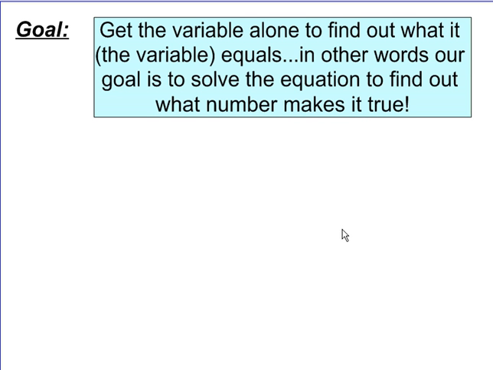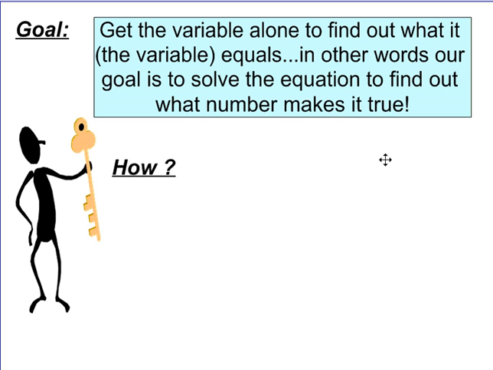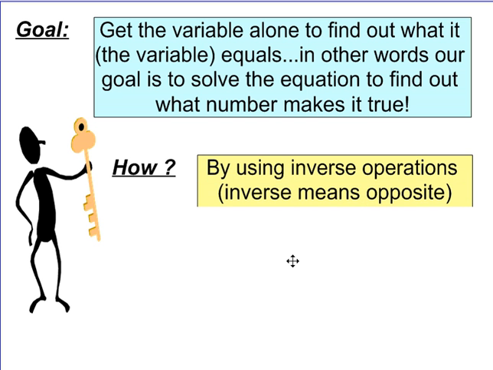Now, our goal when we solve equations is to get the variable alone to find out what the variable equals. In other words, our goal is to solve the equation to find out what number makes it true. Now, this is where we get to our question that we were starting at the beginning, which was how? How are we going to accomplish this? Well, we're going to accomplish it by using inverse operations.